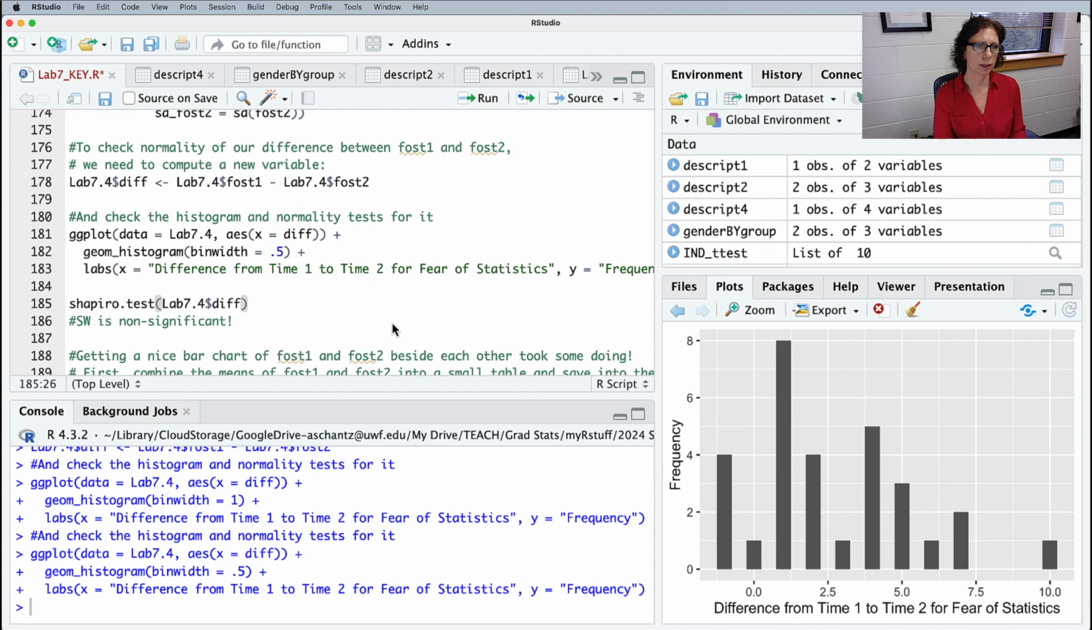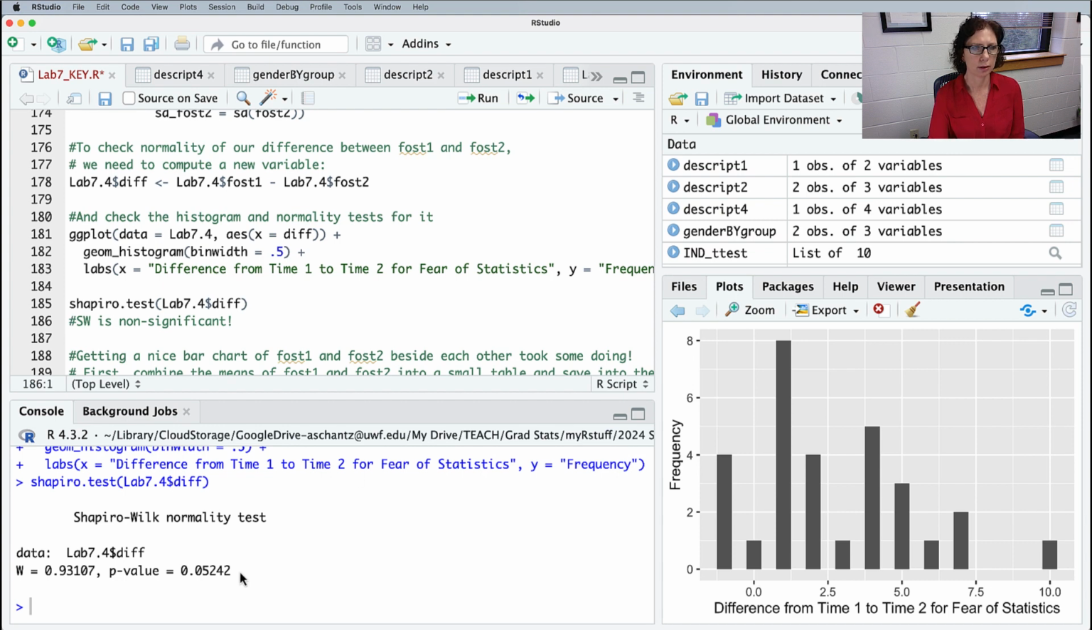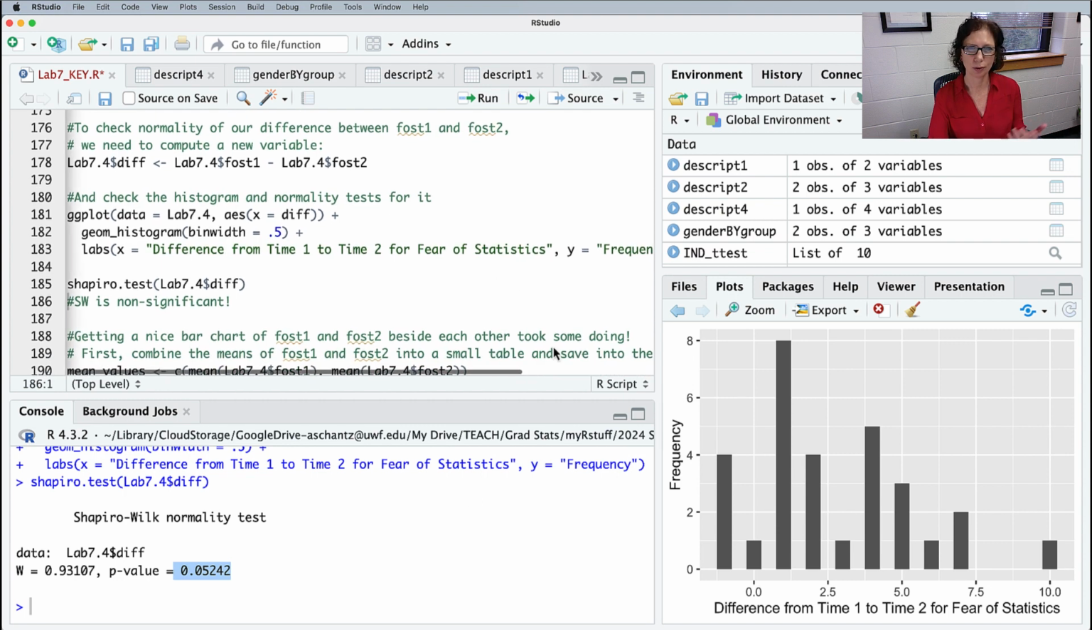And of course, we can run Shapiro's test on that continuous variable that we just made. Looks like it just barely squeaked by on significance. So we have a non-significant Shapiro-Wilk, but very close. It is greater than 0.05. So you can let your reader know what you think of the distribution and that the Shapiro-Wilk test came in non-significant.